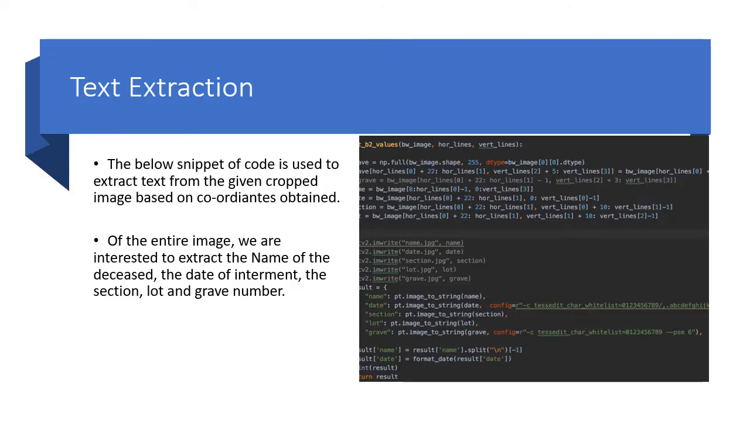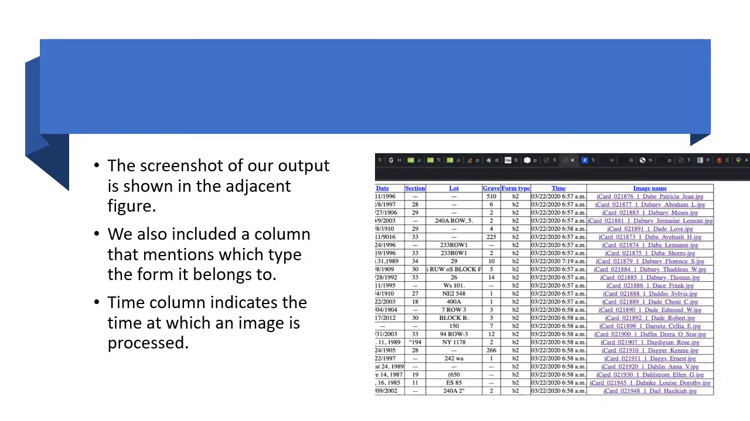Now here is the text extraction. The code below is used to extract text from the given cropped image based on the coordinates obtained of the lines. Of the entire image, we are interested in extracting the name of the deceased, the date of interment, and the section, lot, and grave number. Our output looks something like this. We also included a column that mentions which type of form it belongs to. The time column indicates the time at which the image is processed.